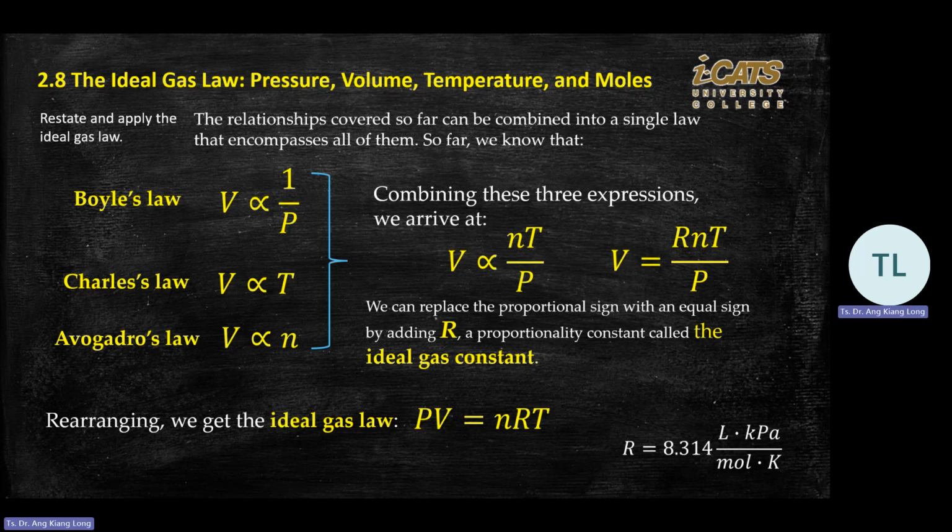How do you know the unit? If you derive from the ideal gas equation, you rearrange the ideal gas equation, R equal to PV divided by nT, right? So what is the unit of pressure? Kilonewton or kilopascal. Volume is meter cube or liter. n is mole. T is Kelvin.